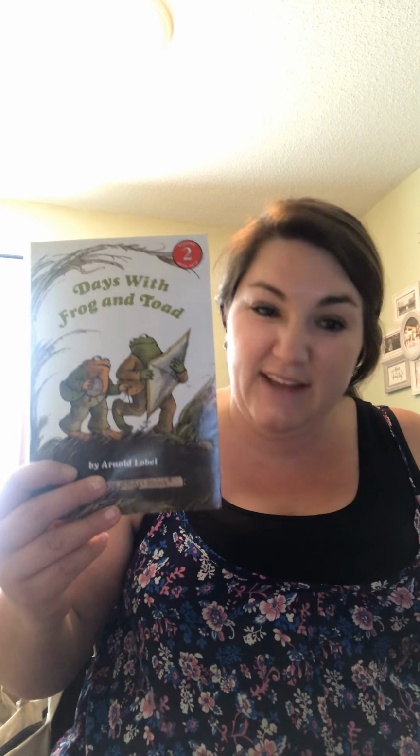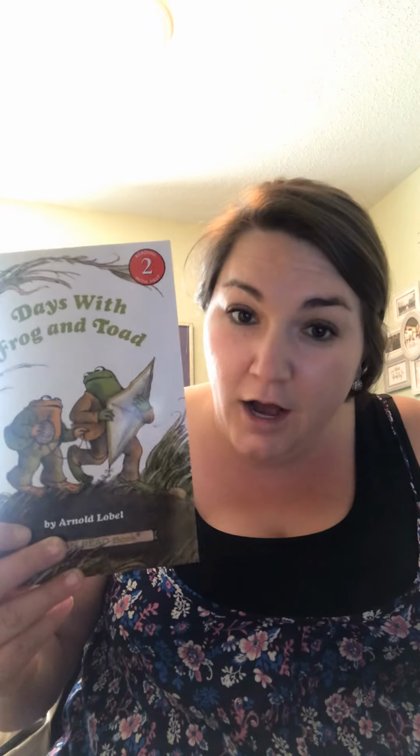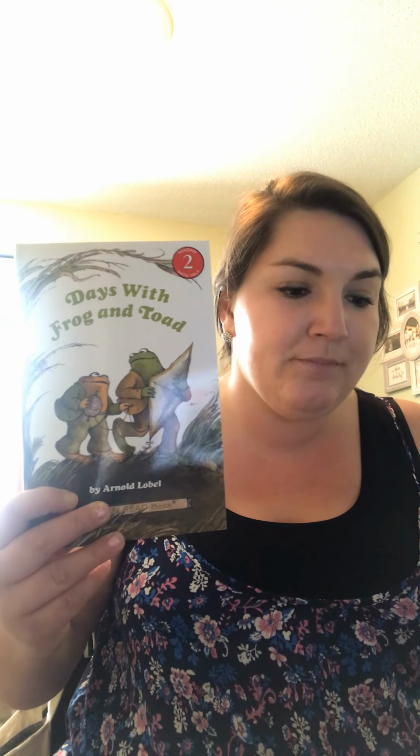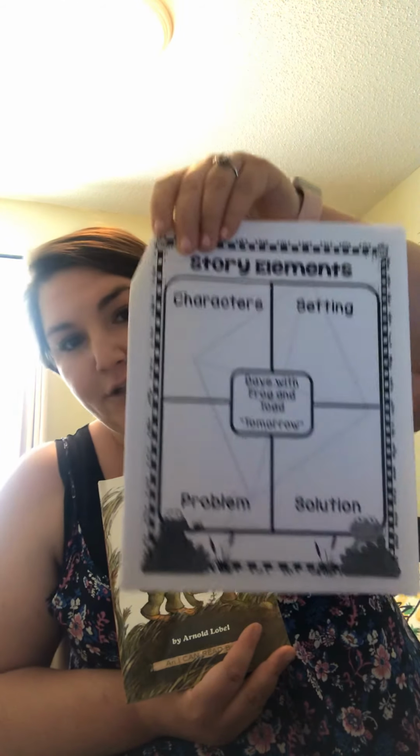The plot starts with a problem the main character is facing, and the story builds in excitement until the problem is solved, just like we saw in the first book. As you read Days with Frog and Toad, think about the parts of the story, and on the next page we're going to write about those parts. As we read the first chapter, be thinking about the same questions we did in the first book about the character, setting, problem, and solution, because we're going to fill that out when we are finished. So get your books out and let's get ready to roll.